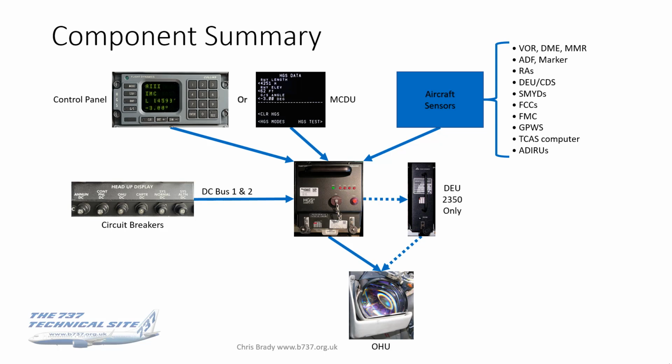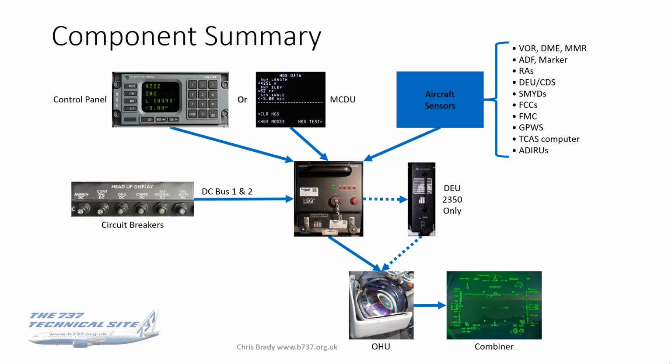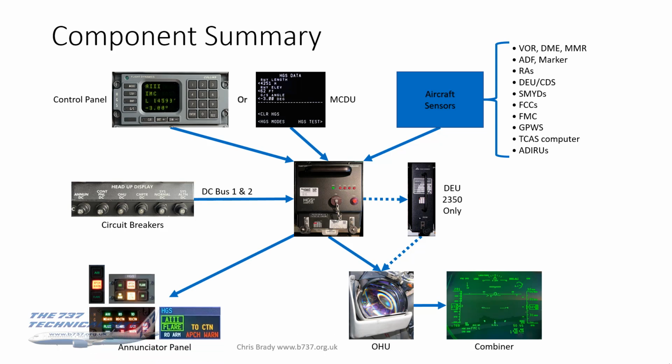On the 2350 system, which was, remember, designed for the EFVS Classics, you've got an extra DEU or graphics card for the display. The image is projected onto the combiner, which is what we see. And if we need telling anything about the status from the computer, the Annunciator panels are there in their various forms. So that's the summary of the components and how it all fits together.